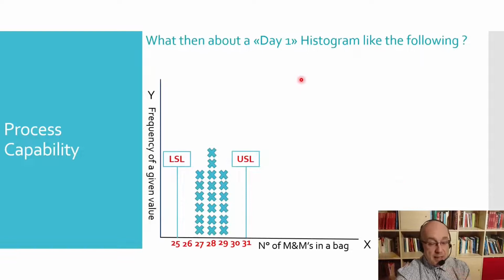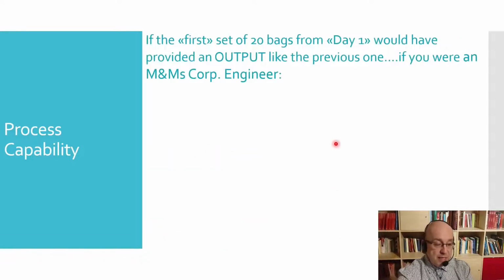What then about a new day 1 histogram like the following? Oh, wow, this is almost perfect. No values in correspondence of the upper specification limit and of the lower specification limit. No values even on the values of 26 and 30. So all of the values spread in the range between 27 and 29. Very good histogram.